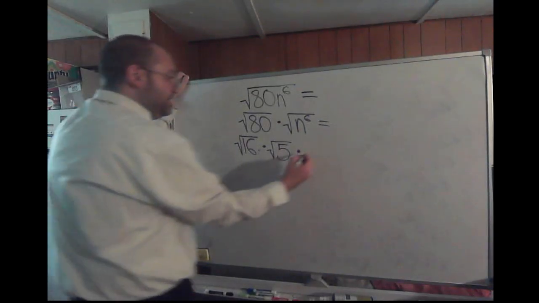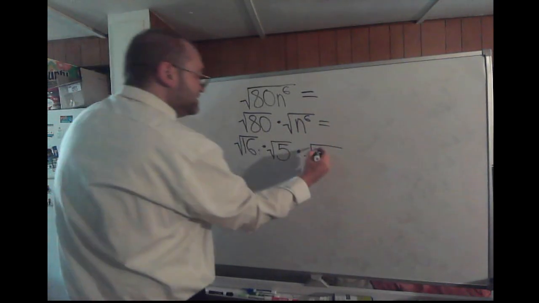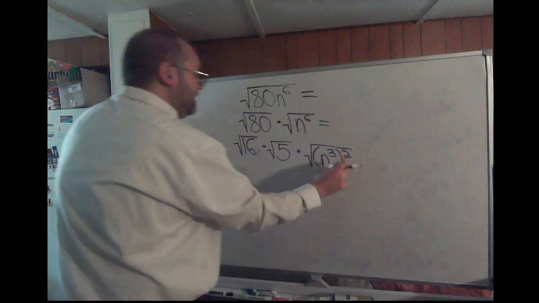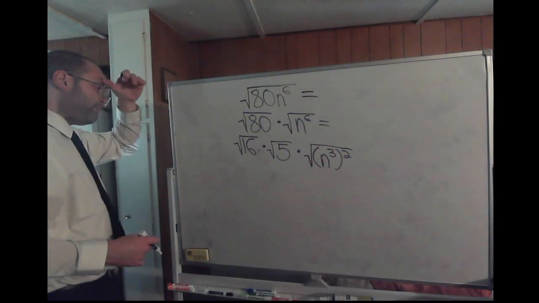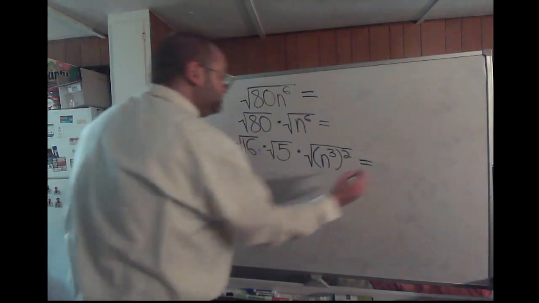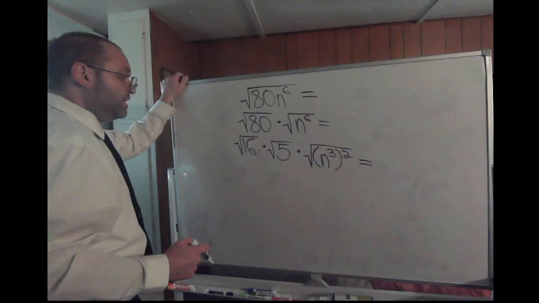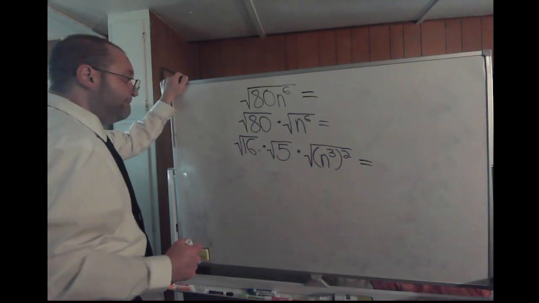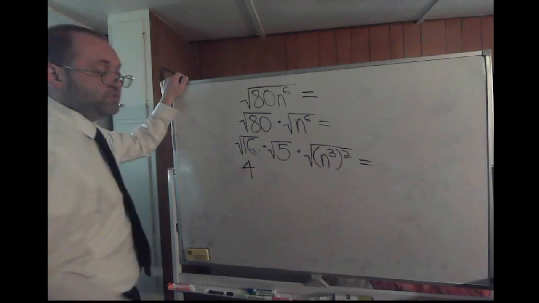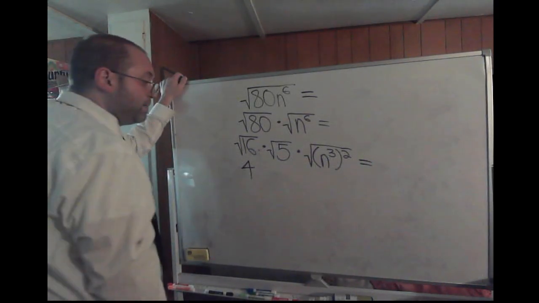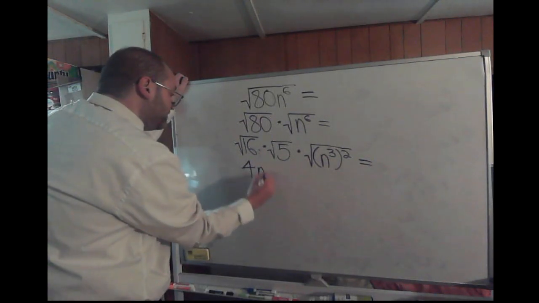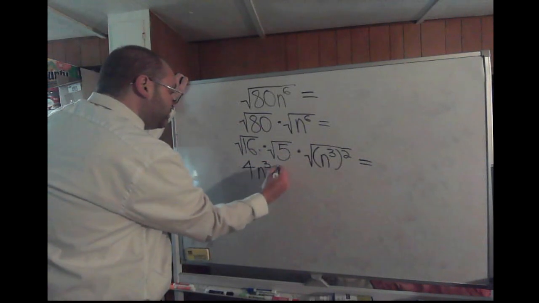Now, isn't it true that n to the sixth is simply n to the third raised to the second power? That would give you n to the sixth. Now you're going to end up getting the square root of 16, that's 4. Square root of 5, there's nothing we can do with that. That's not a perfect square. But you'll have the square root of n to the third squared, and that would be n to the third times the square root of 5.